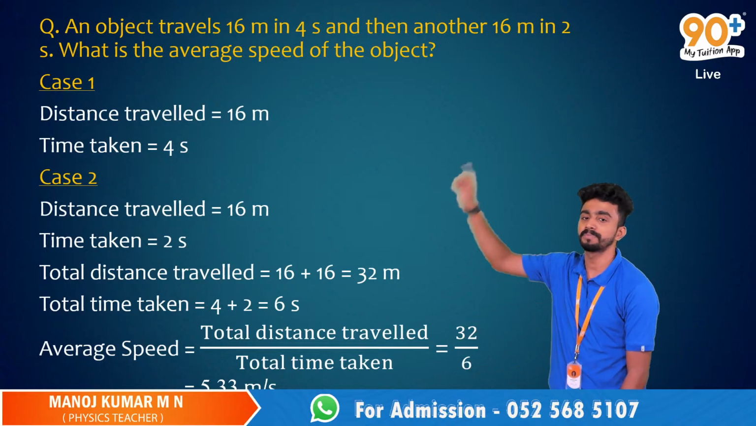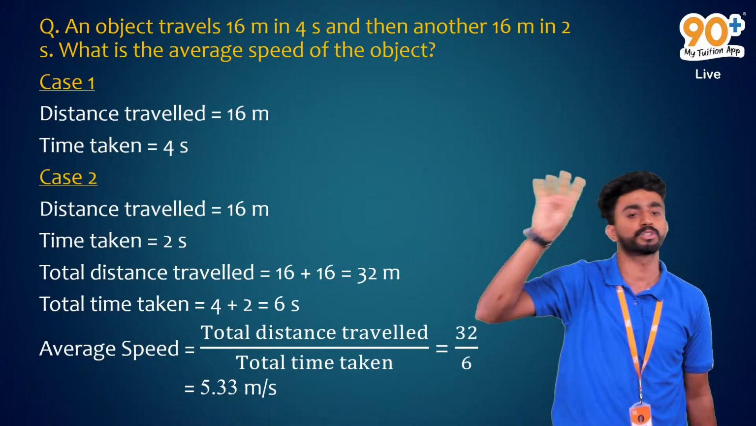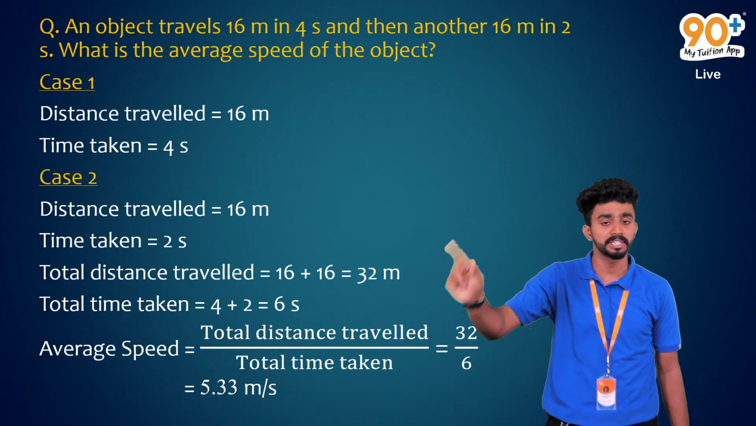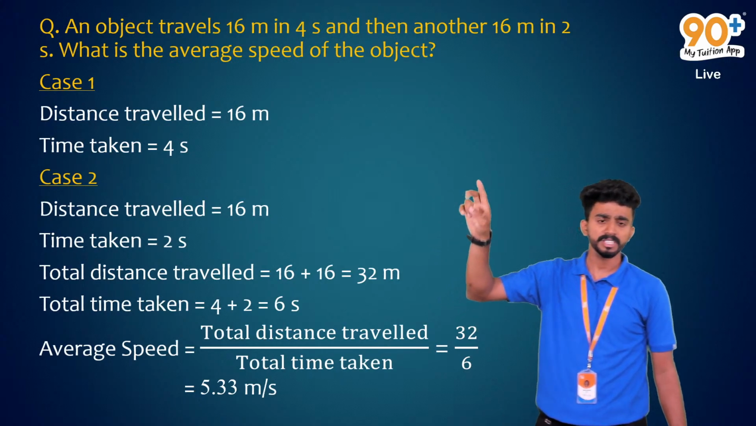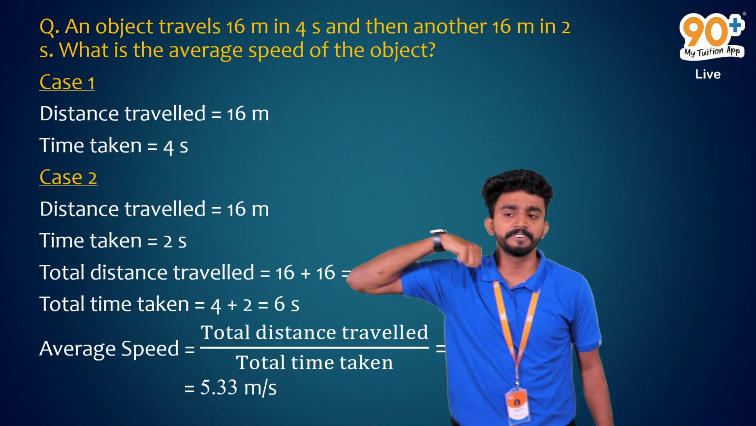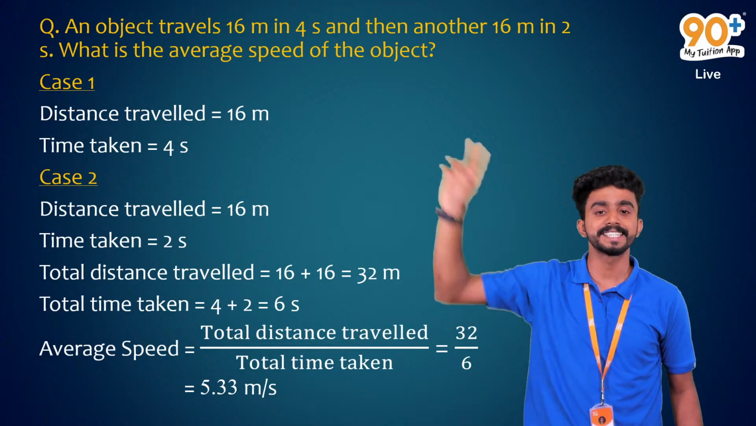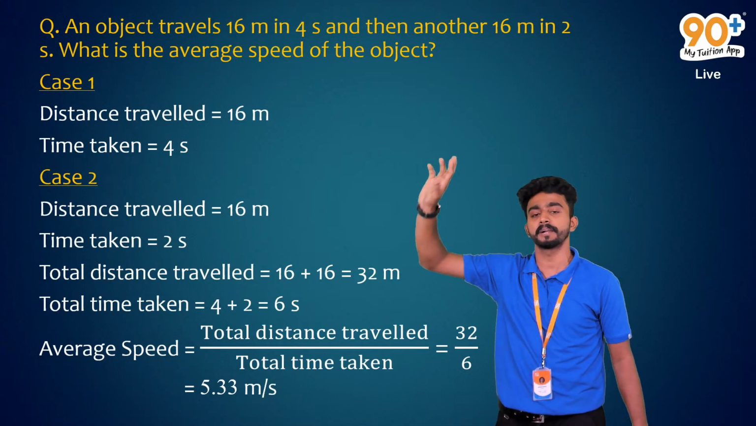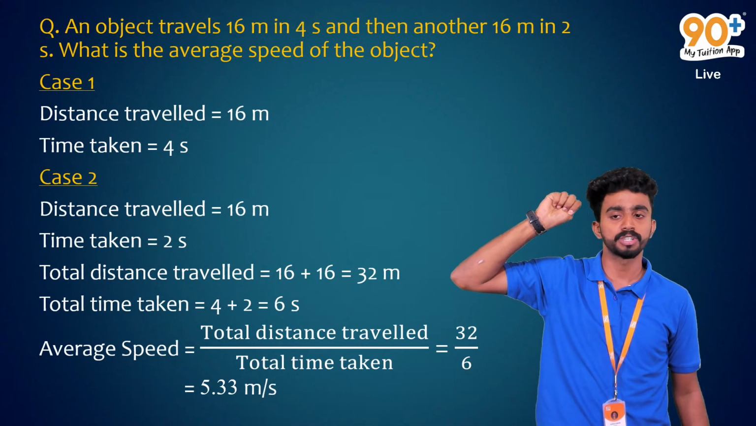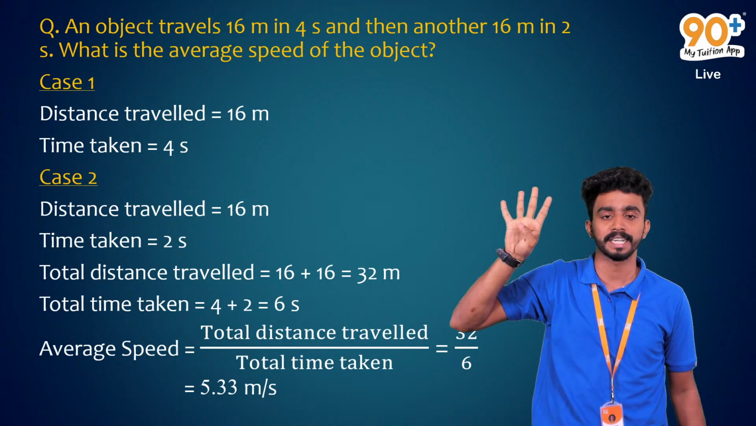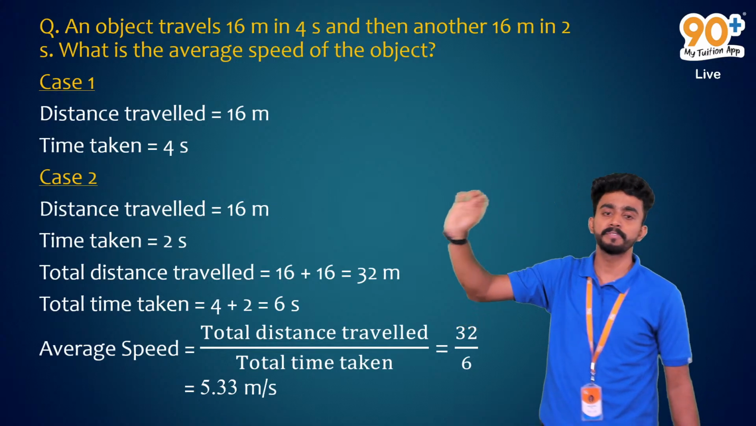Based on that we checked a problem where an object travels 16 meters in the first 4 seconds and then another 16 meters in the next 2 seconds. If we were asked what the speed is in the first case, we'll be doing 16 meters divided by the time taken, that is 4 seconds. 16 divided by 4 will be 4 meters per second, so the speed will be 4 meters per second.